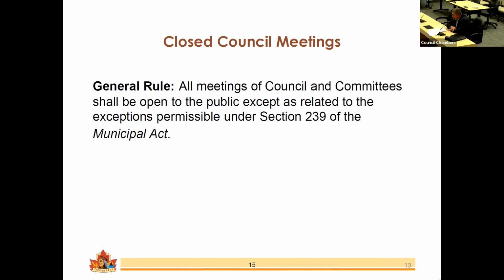The closed council meetings, so closed to the public or a private meeting. Sometimes they're also called in camera, and that's simply a Latin expression that means in chambers. But the requirement for closed meetings or the holding of closed meetings generally goes against the fundamental rule, right? The fundamental rule that all meetings of council and committees should be open to the public, except as related to the exceptions permissible, and that's under 239. And the language used states permissible or allowable because there's a discretionary element to it.